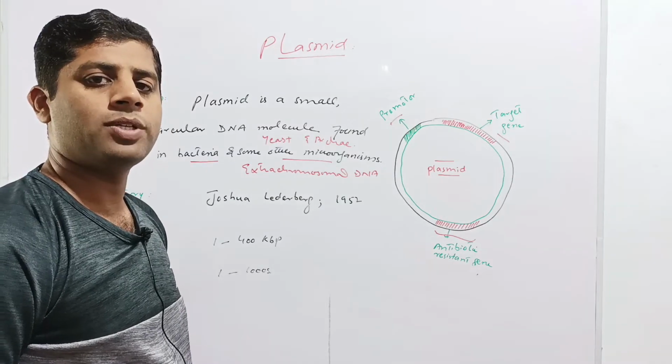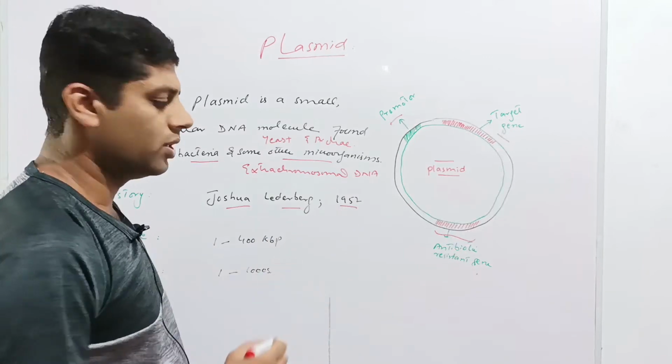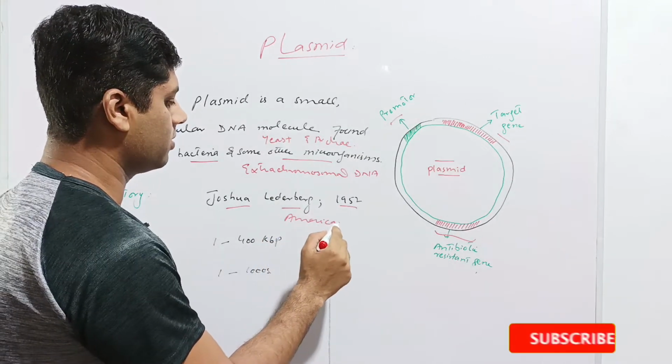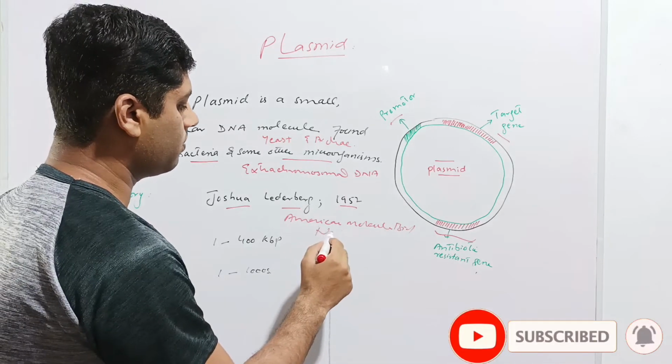As far as the history of the plasmid is concerned, it was discovered by Joshua Lederberg in 1952. He was an American molecular biologist, and he also won the Nobel Prize.